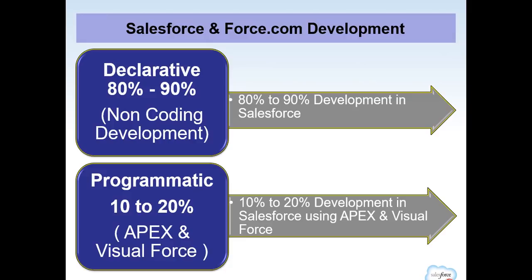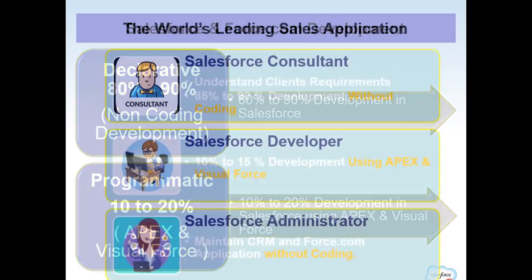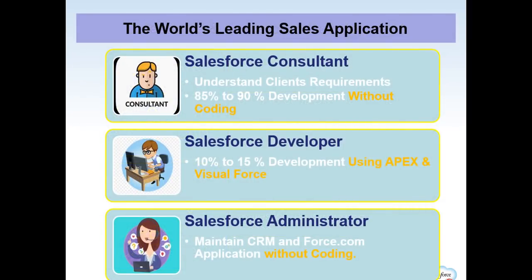The balance 10 to 20% development we do using Apex and Visual Force coding. Apex is an object oriented programming language which is very similar to Java. Visual Force we use to develop the front end, which is very similar to JavaScript or HTML, right? So this is how we do development. Now let us understand what are the different kinds of job roles available in Salesforce.com.